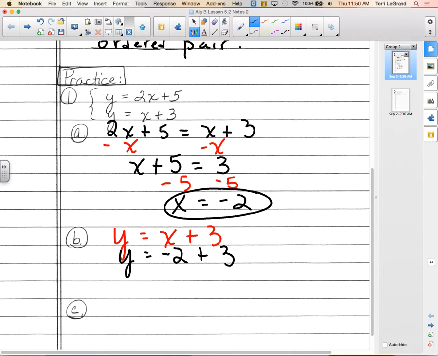What is negative 2 plus 3, class? 1. Negative 1 or 1? Positive 1. Y equals positive 1. There's our y solution. So our final answer: where would these cross on the graph had we graphed them? At ordered pair (1, negative 2), yep, there we go.